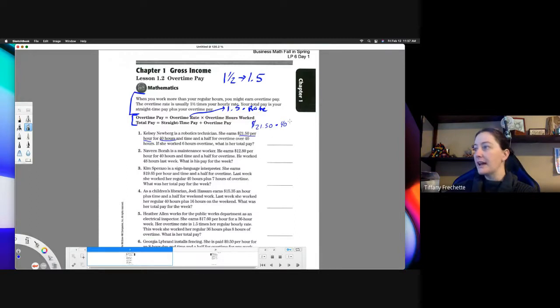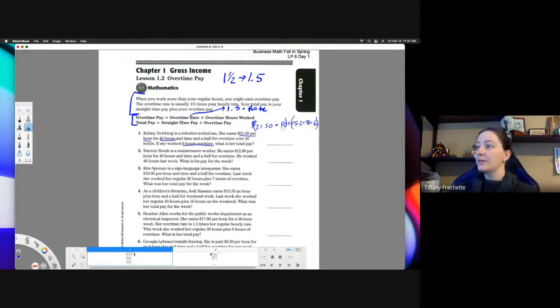And then I'm going to add her overtime rate. So her overtime rate is anything over 40 hours times this little formula here. So we have 1.5 times 21.50, times 6 hours of overtime. So this is her regular straight time pay and her overtime pay. We have both of them there, and we're just going to add them together.